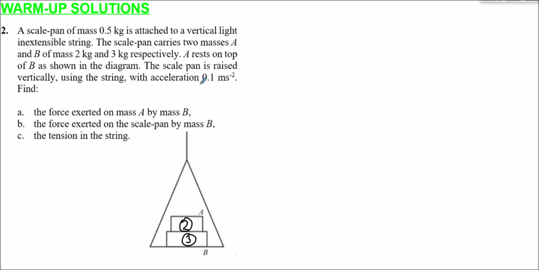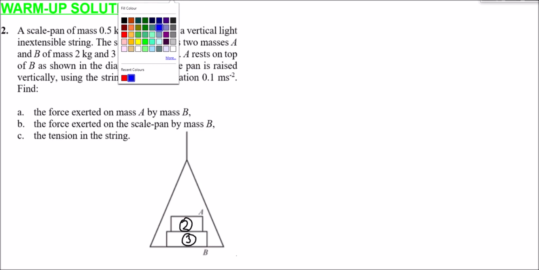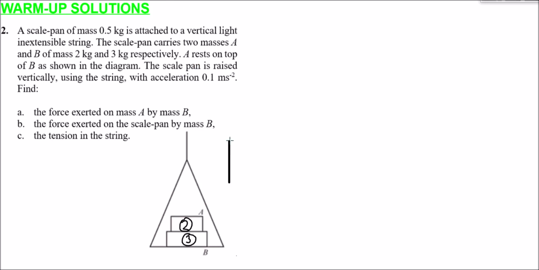So we can also label on, by the way, of course, this acceleration is 0.1 meters per second squared. So just add this on as well. That's going up. Don't ever feel afraid to do a bigger magnified version of the diagram. This is what I'm going to do for part A. The force exerted on mass A by mass B.